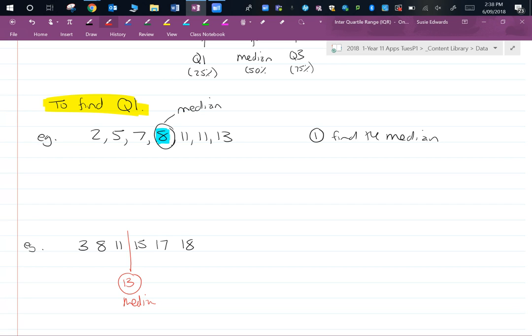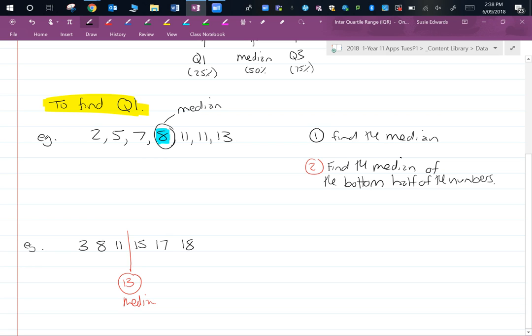So because step 2 to find quartile 1 is to find the median of the bottom half of the numbers, all we're going to look at, because 8 just counts as being in the middle, we're going to get rid of all these numbers. What numbers are left? 2, 5, 7. So we're just looking at 2, 5, 7.